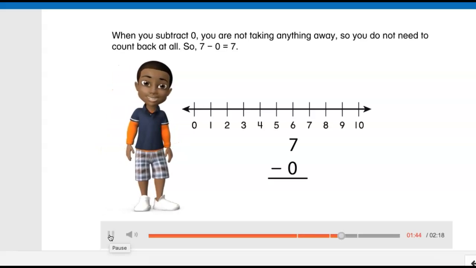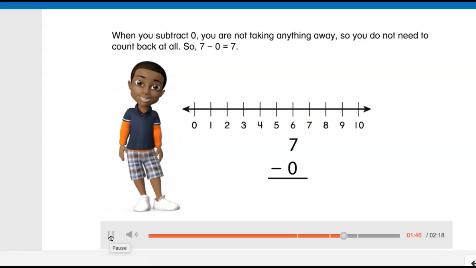When you subtract 0, you are not taking anything away. So you do not need to count back at all. So 7 minus 0 equals 7.